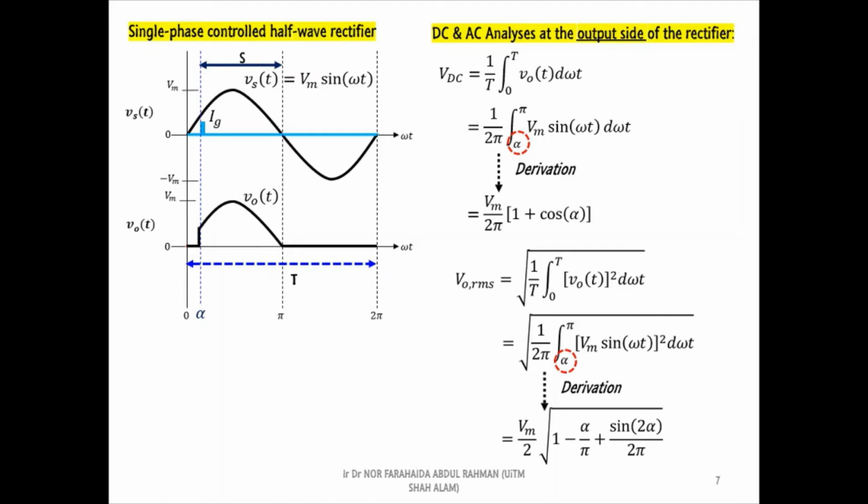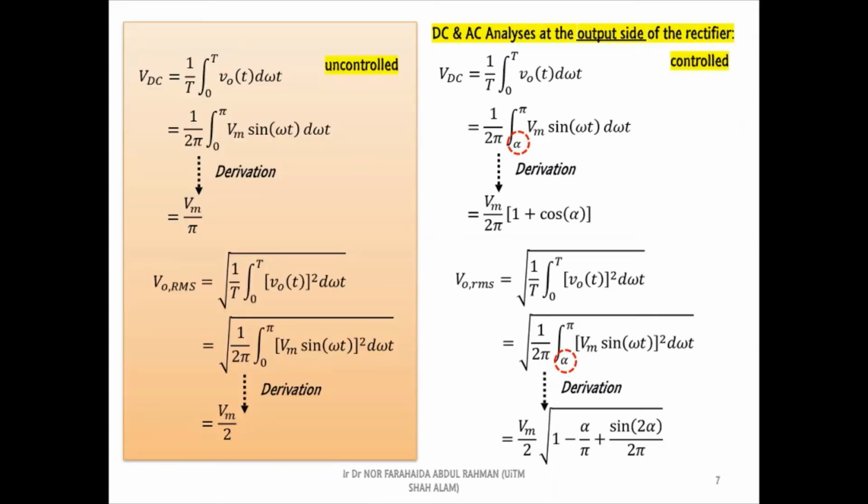Next, let's compare these voltage equations to the voltage equation of the uncontrolled rectifier. From both equations, we can see that the firing angle has caused the average and RMS output voltages of the control rectifiers to be lower than the uncontrolled rectifier. Thus, these equations have verified the function of controlled rectifiers.